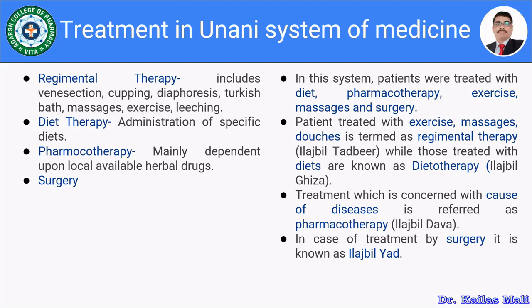And the last one is surgery, that is the incision and all those things carried out in surgery. So in this system, patients were treated with diet, pharmacotherapy, exercise, massage, and surgery. Treatment with exercise, massage, and touch is termed regimental therapy, that is Ilaj bil Tadbir, while treatment with diets is known as dietotherapy, that is Ilaj bil Ghiza. Treatment concerned with the cause of disease is referred to as pharmacotherapy, that is Ilaj bil Dawa, and treatment by surgery is known as Ilaj bil Yad.